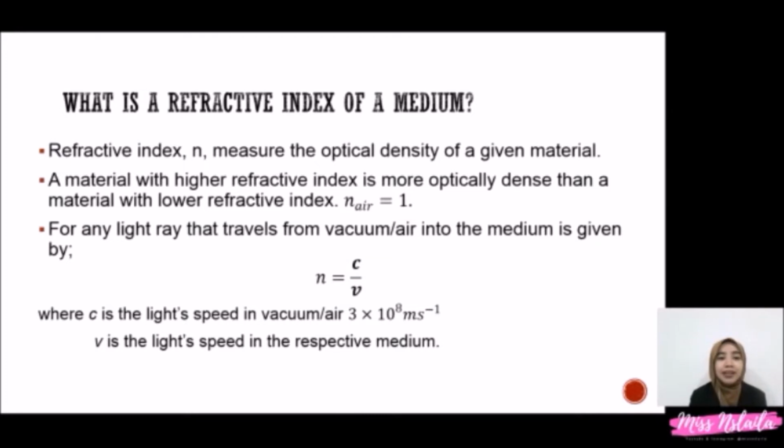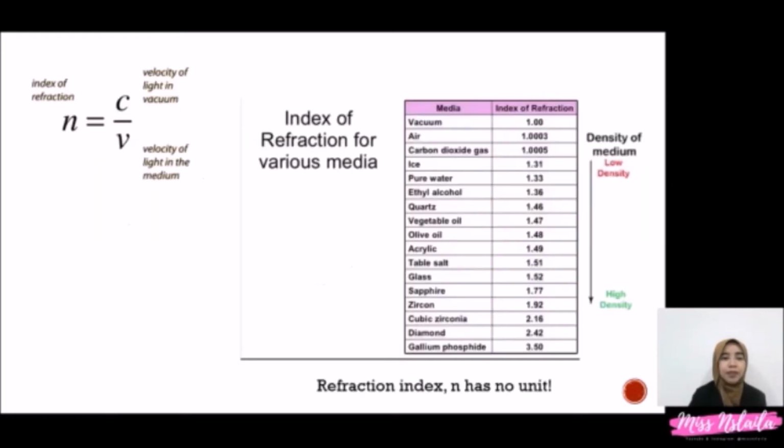For any light ray that travels from vacuum or air into a medium, the refractive index is given by N equal to c over v, where c is the light speed in vacuum or air, equal to 3 times 10 to the power of 8 meters per second, and v is the light speed in the respective medium. How to use this equation? This equation will help us calculate the refractive index of each medium.